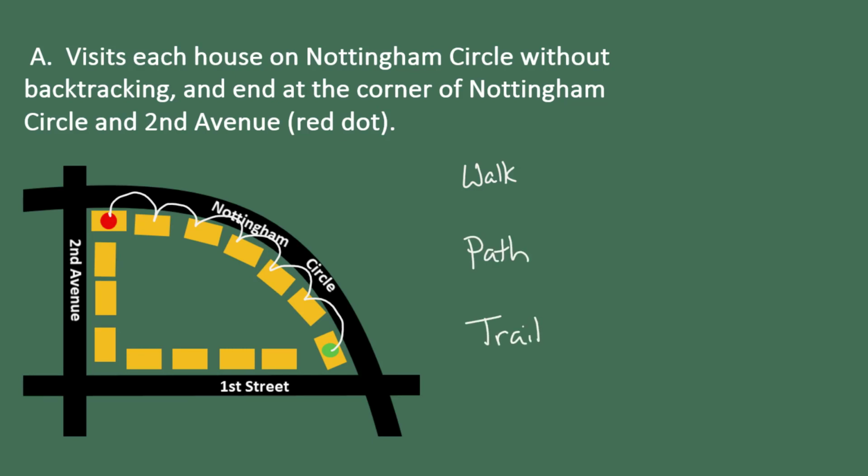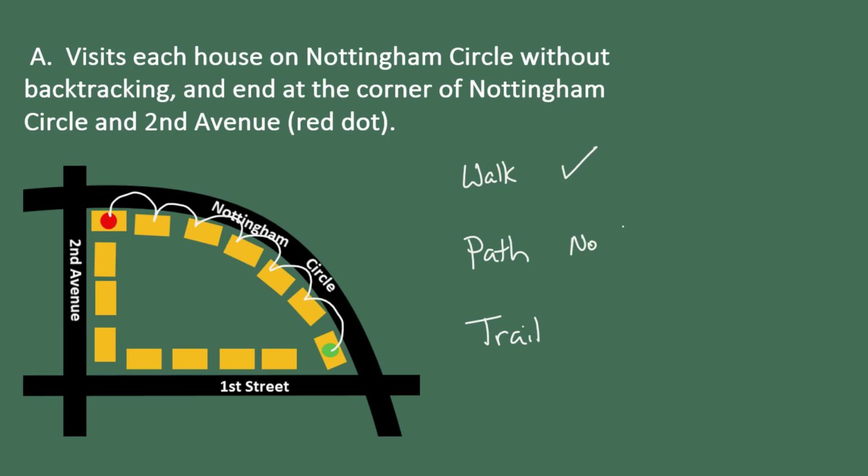It's got to be a walk. They haven't gone off-roading. They haven't gone off the graph. There are no rules for walks except for following along the graph. They've gone from vertex to vertex using the edges. That's a walk. A path has the extra restriction that they don't visit any edges twice.